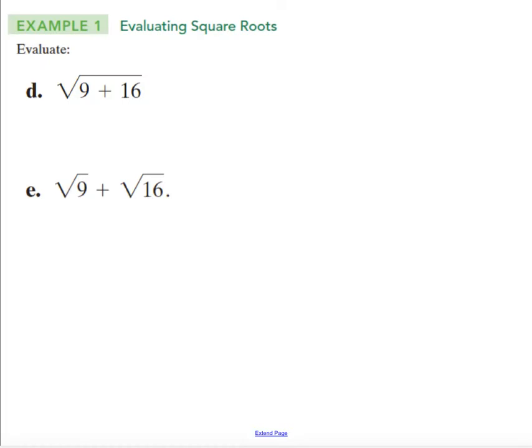Square root of 9 plus 16. What we can do is add 9 and 16 together to give us 25. The square root of 25 is 5.